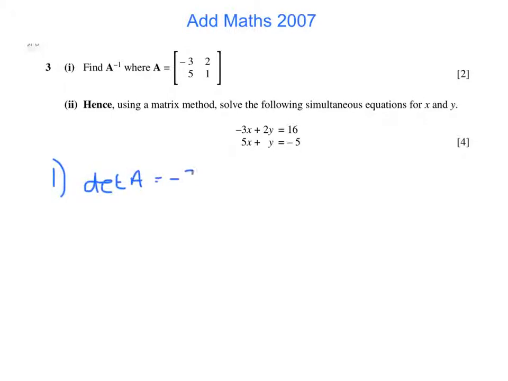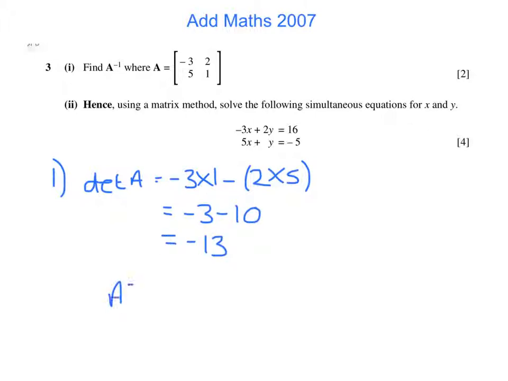And so that's minus 3 times 1 minus 2 times 5. So that is minus 3, take away 10, minus 13. The inverse matrix is then minus 1 over 13. And on the first diagonal we swap the terms, and on the second diagonal we change the sign, so that gives us minus 2 and minus 5.